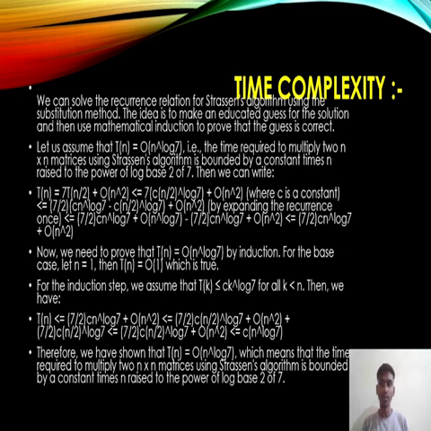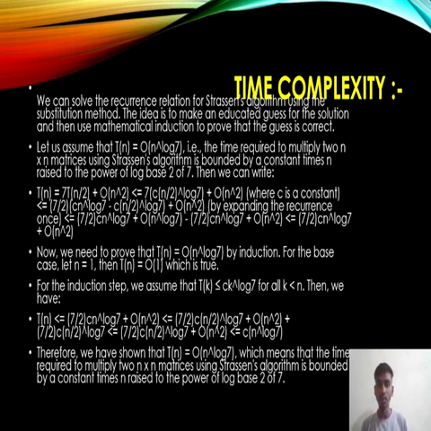T(n) is less than or equal to 7C(n/2)^log 7 plus big O of (n/2)^2, where C is a constant, which is less than or equal to 7/2 C n^log 7 minus C n^log (n/2) plus O(n^2), by expanding the recurrence.